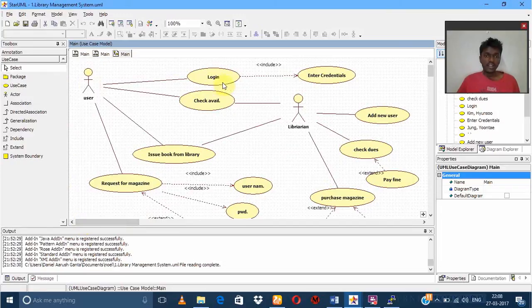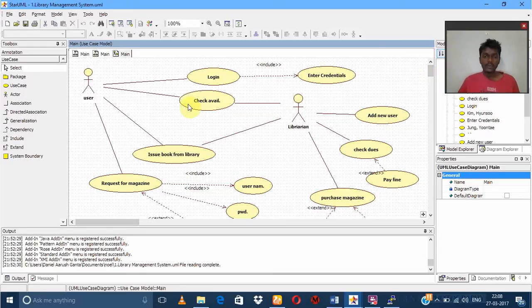The user will have an account through which he can log in and check the availability of a particular book. Through login, there is a function called enter credentials. To log in, we need some credentials like username and password. So those are the credentials that are required. Then they can check the availability of the book, issue a book from the library, and request a magazine which they want.